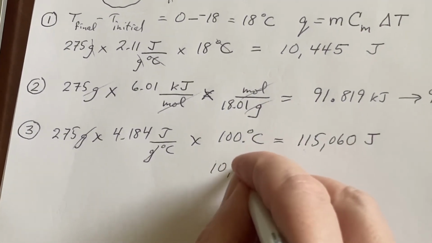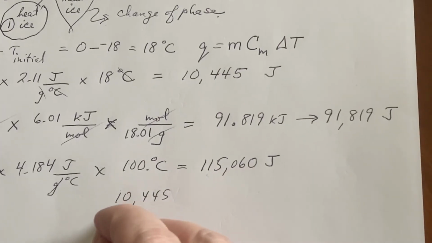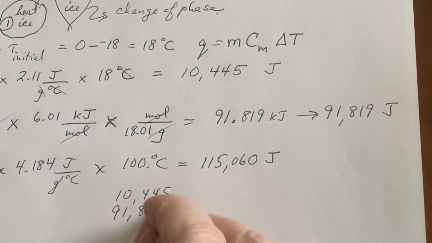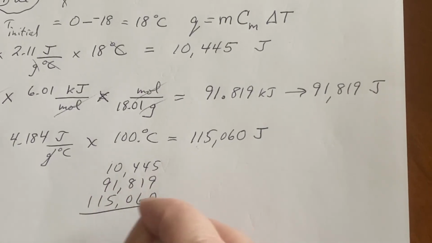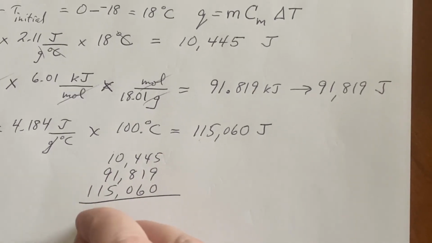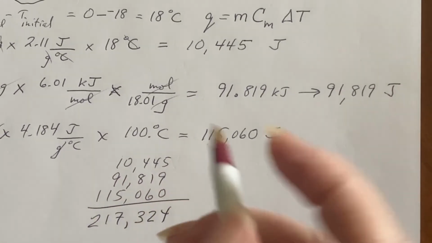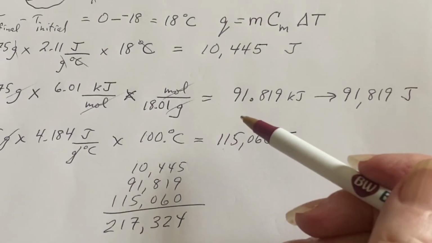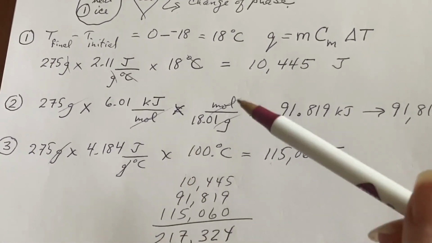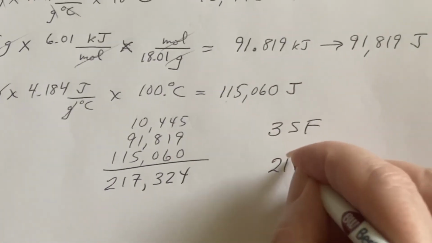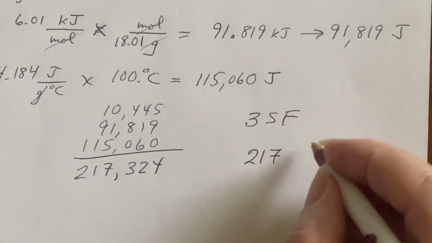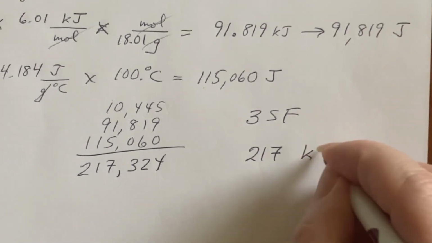So the 10,445, the 91,819, and the 115,060. You add all those up, you get a ridiculous number. And then you have to say to yourself, well, just how many sig figs do I really have? And when you look at all the numbers that they gave us, we have to round this to 3 sig figs. So 217,000 joules, or shall we say kilojoules.